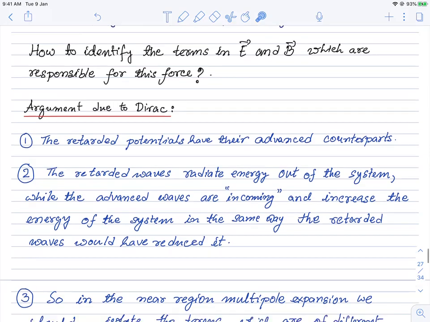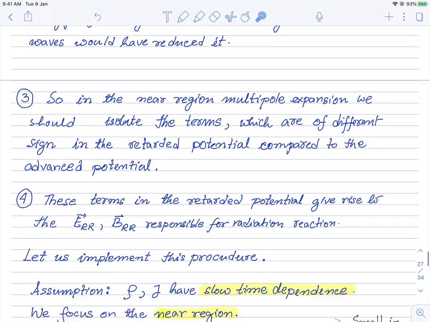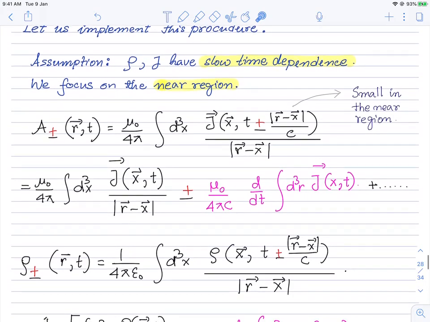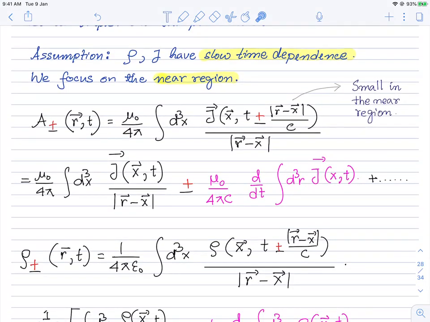Again, when I do the math, it will be very clear. When I say it, maybe it's not clear. Okay, let's look at the math. So let's take both the retarded and advanced potential. As you know, they differ by a sign here. In one you consider the retarded time, and in the other you consider the advanced time. I have denoted that with a plus minus sign.